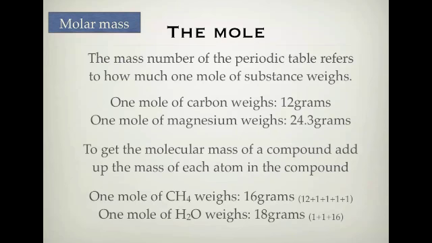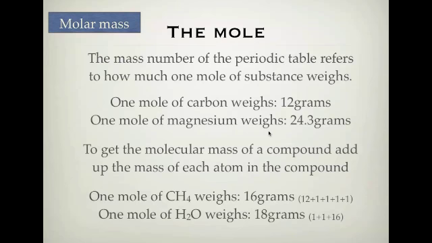So if you go look at your periodic table, you'll see you have carbon. Its mass number is 12, give or take, 12.001 or something like that. That means 1 mole of carbon weighs 12 grams. Magnesium, its mass number, 24.3 grams. So 1 mole of magnesium weighs that much.